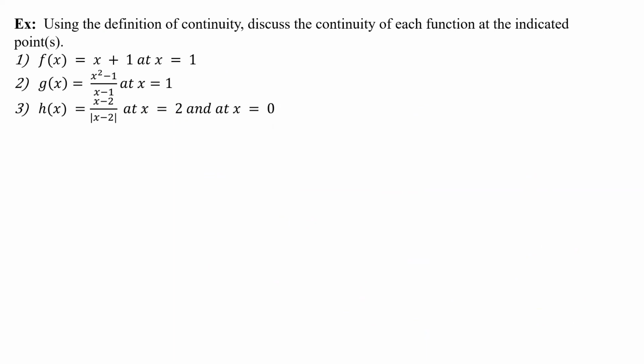All right, so f of x equals x plus 1, at x equals 1. Well, it's going to be a polynomial. It's going to be continuous, a line there. It doesn't say there's any breaks in it. So basically for part 1, f is continuous at x equals 1.